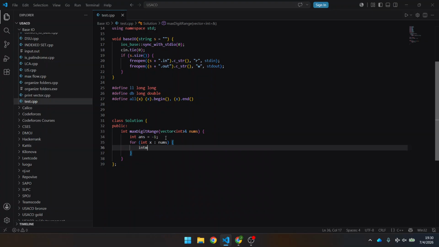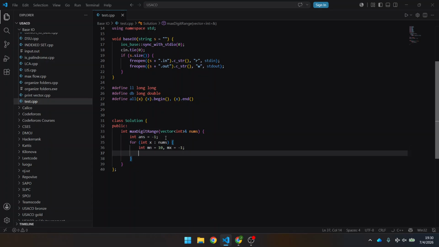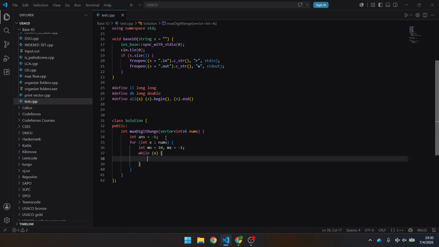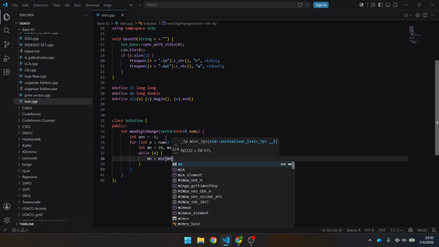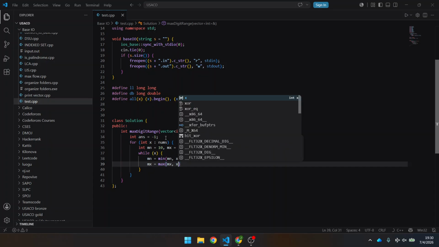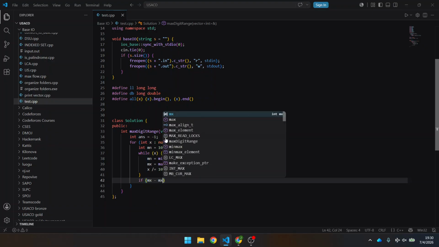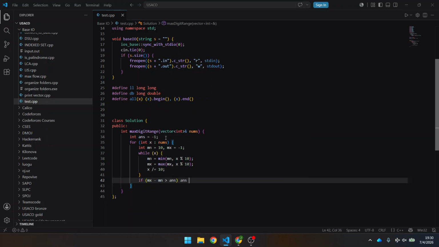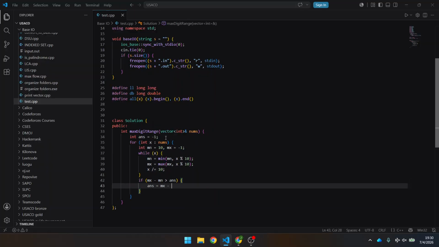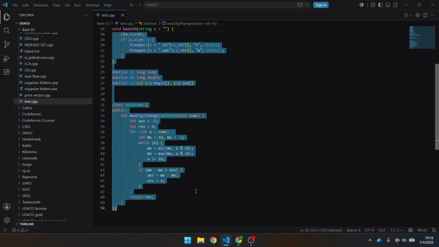Int min is equal to 10. Max is equal to -1. While x, min equals min of min and x mod 10. Max equals max of max and x mod 10. X divided by equal to 10. If max minus min is greater than answer, answer equals max minus min. Int rest is equal to 0. Rest equals to x. Return rest.